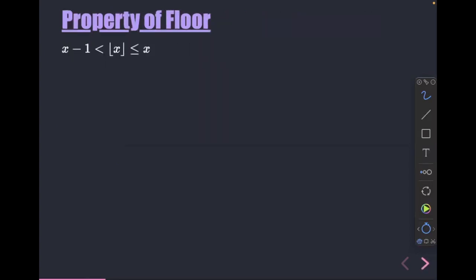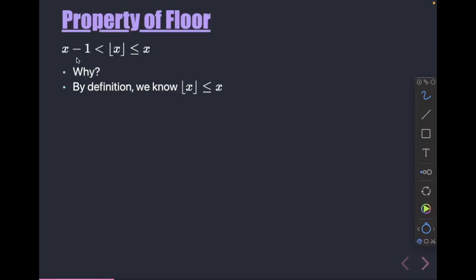I want to talk about a property that we have of floor, and I think it'll also help us think about the different ways we represent numbers. The property says x minus 1 is less than the floor of x, and the floor of x is also less than or equal to the number x itself. The second part of this makes sense, right? Obviously the floor is going to be less than or equal to the number because we're rounding down. So by definition, the floor is less than or equal to x.